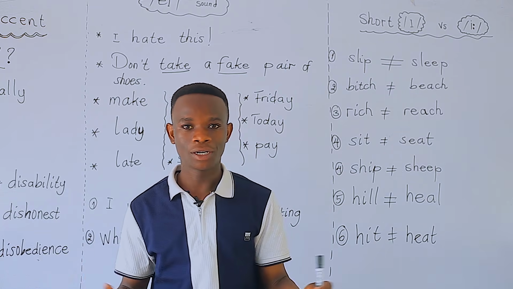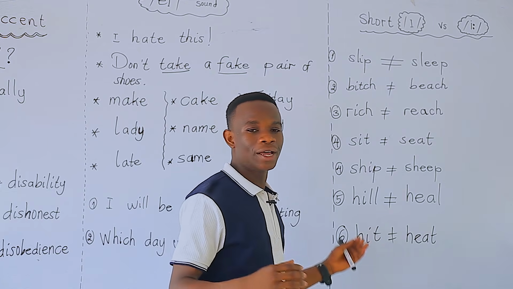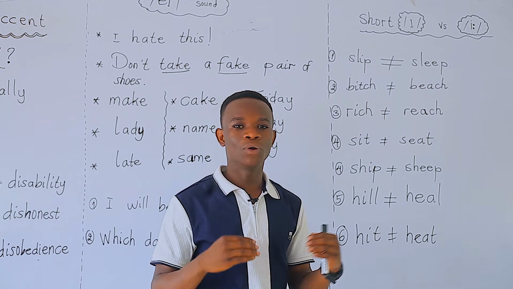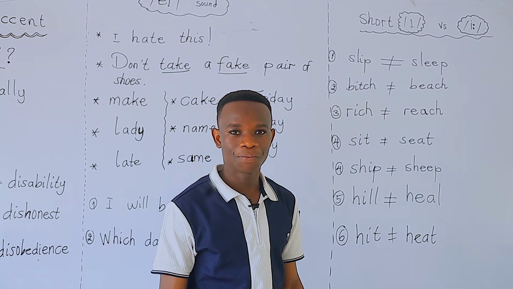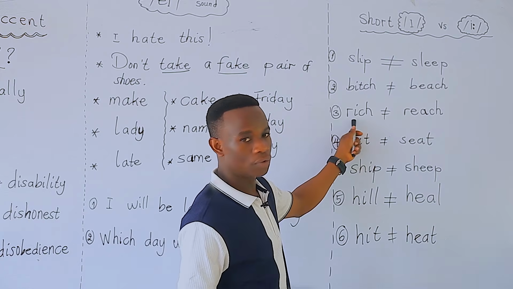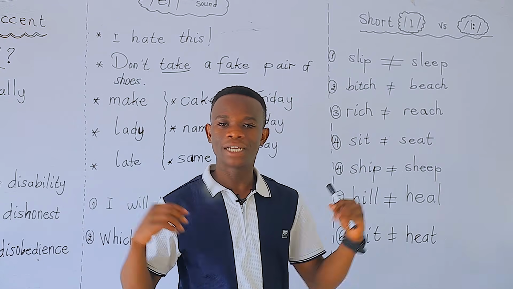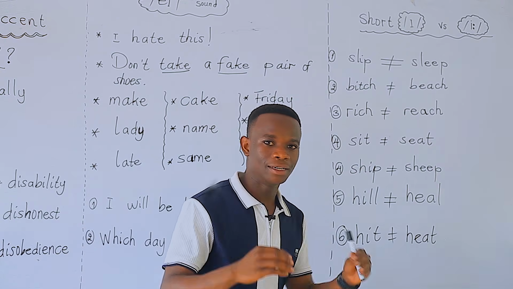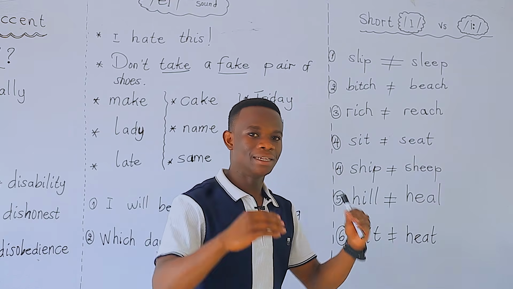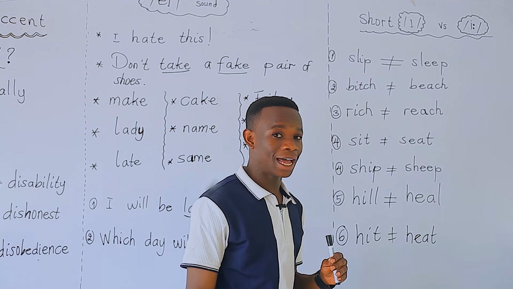But I will reach a certain area. You say, I will reach school late. I will reach home late. Rich, reach. That is an i and an ee. It's somehow different, but people tend to confuse that.